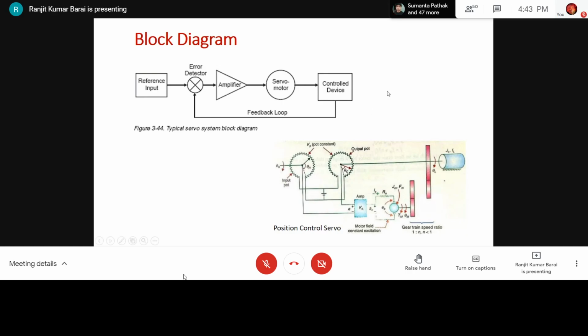Anyway, DC servo motors are divided into two categories. One is the armature controlled DC servo motor, and the other is the field controlled DC servo motor. But field controlled DC servo motors are very rarely used. In most cases, armature controlled DC servo motors are used because the speed that is to be controlled is below the rated speed, below the base speed.